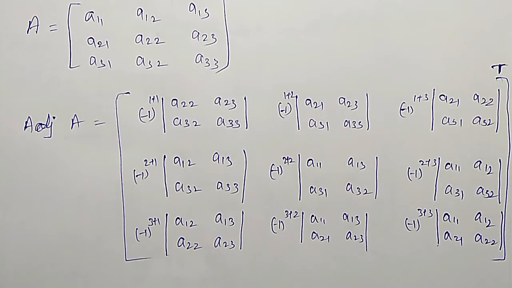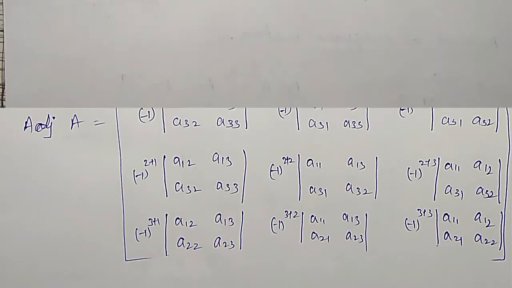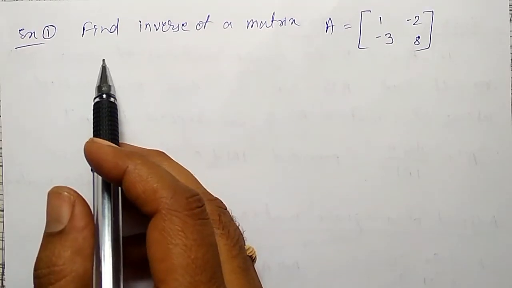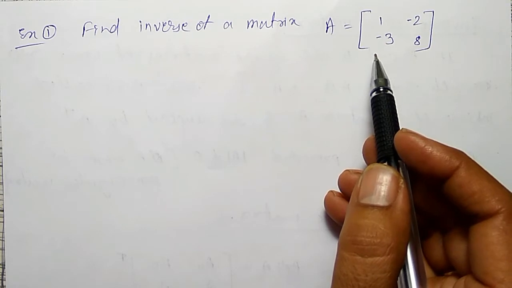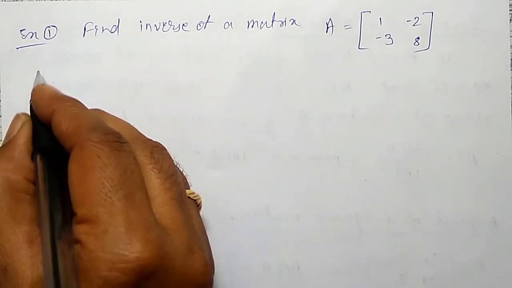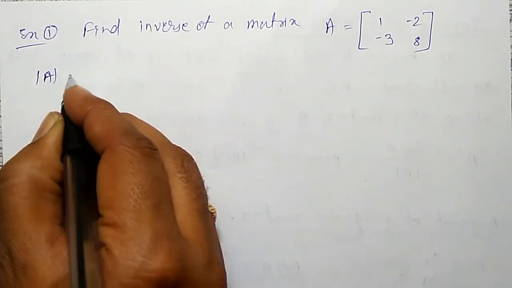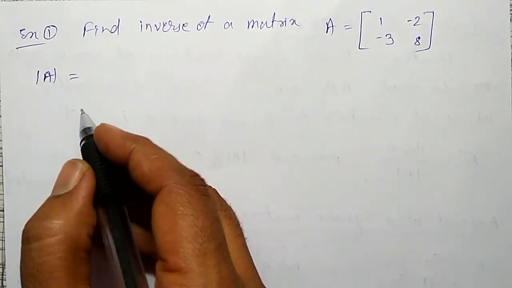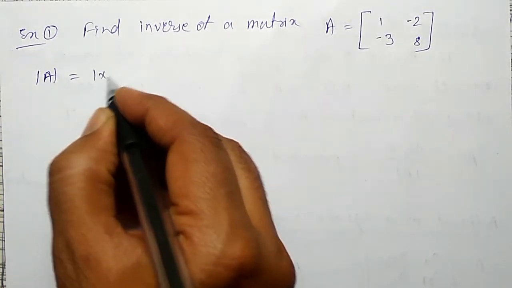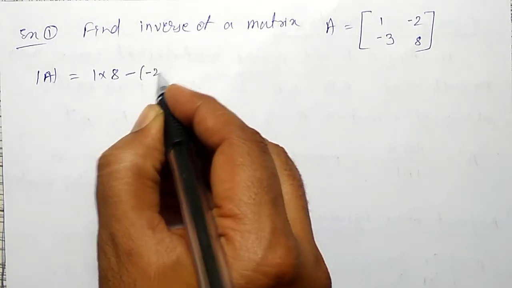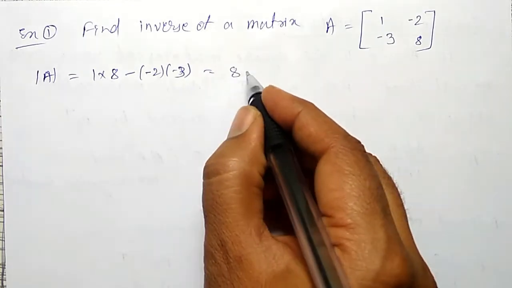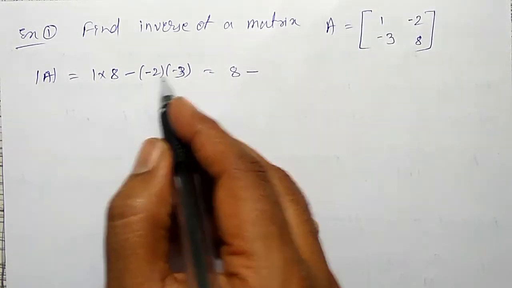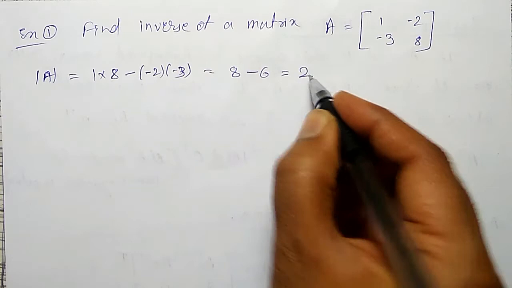All these things, how to find the adjoint and inverse of a matrix, I will explain with an example now. This is a given matrix. To find its inverse, first of all, let us check whether it is a singular or a non-singular matrix. For that, I have to find the determinant of A. Determinant of A is given by 1 into 8 minus 2 into minus 3, which is 8 minus 6, equal to 2.